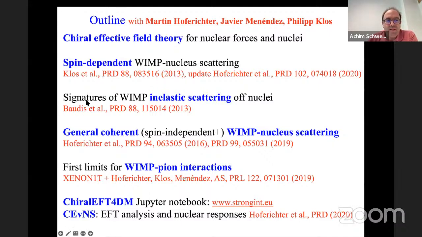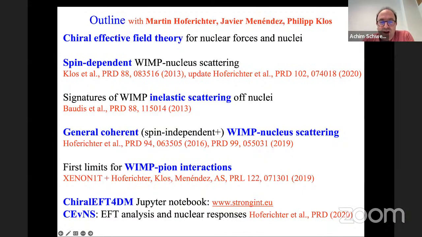Then I would like to discuss what happens in case of an inelastic scattering when WIMPs scatter off of the nuclear ground state and may excite the nucleus in the scattering process. This is very, very hard to detect and maybe even impossible to detect, but it has a lot of neat features. And since JJ is always looking for challenges and new ideas, I thought this would be the perfect place to also mention this.